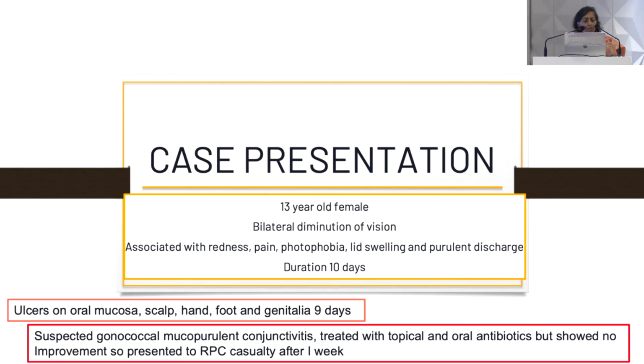She came with bilateral diminution of vision associated with redness, pain, photophobia, lid swelling, and purulent discharge of only 10 days duration. For 9 days, she had also noticed ulcers in the oral mucosa, scalp, hand, foot, and genitalia. She had been seen elsewhere and suspected to have gonococcal mucopurulent conjunctivitis, treated with topical and oral antibiotics, but she showed no improvement whatsoever.